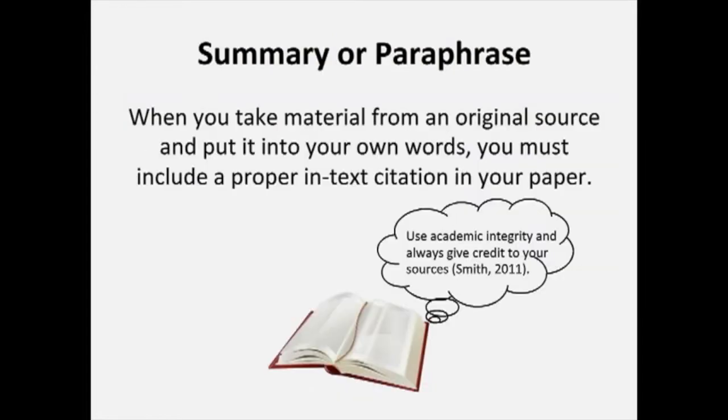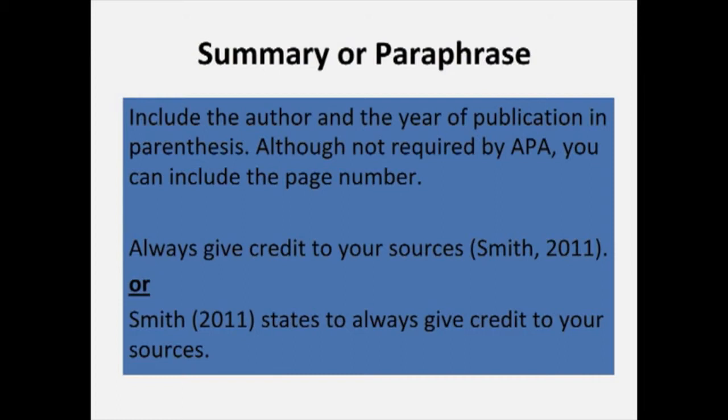When you take material from an original source and put it into your own words, this is called summarizing or paraphrasing, and you must include a proper in-text citation in your paper. When summarizing or paraphrasing a source, you will include the author and the year of publication in parentheses. Although not required by APA, you can include the page number.